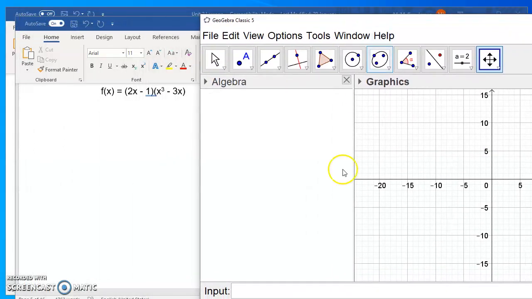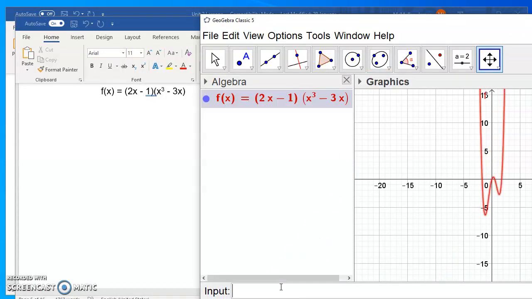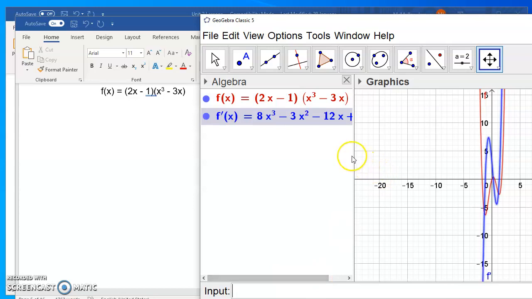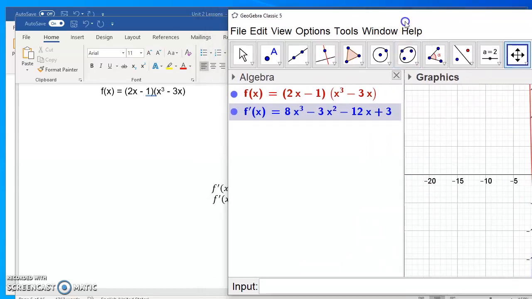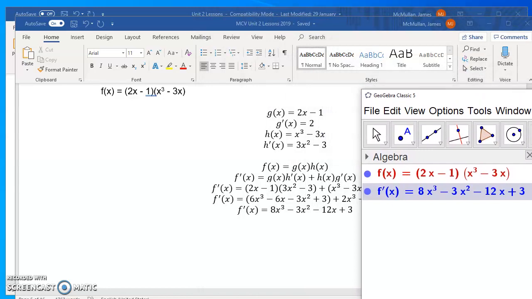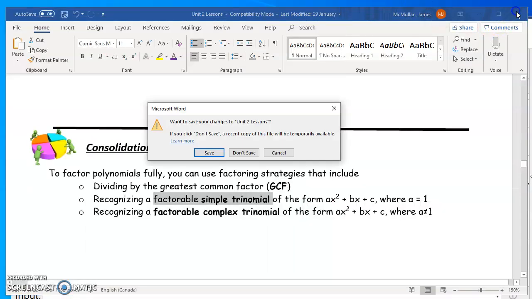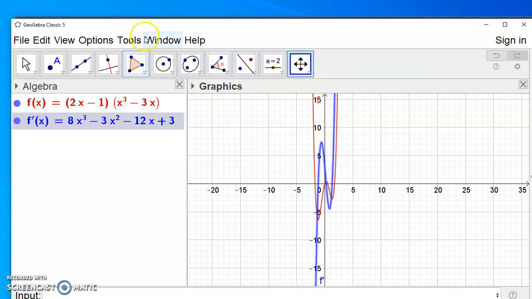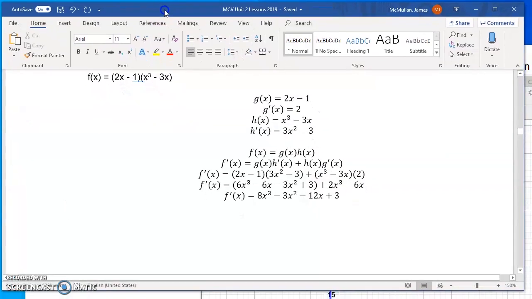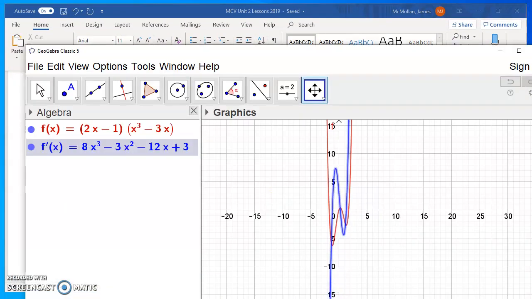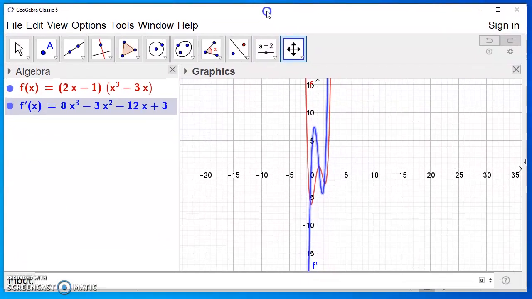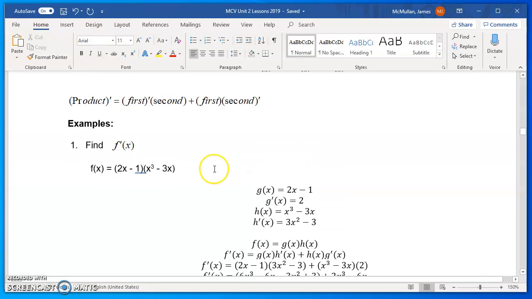Now, GeoGebra is again really useful for this stuff because it has built-in commands to do this. So we derivative f, and you can see it comes up right away with the derivative 8x cubed minus 3x squared minus 12x plus 3. So, to check your work, it's really helpful to just use GeoGebra, use its built-in derivative command to make sure that you're taking the derivative properly when you're doing your work.